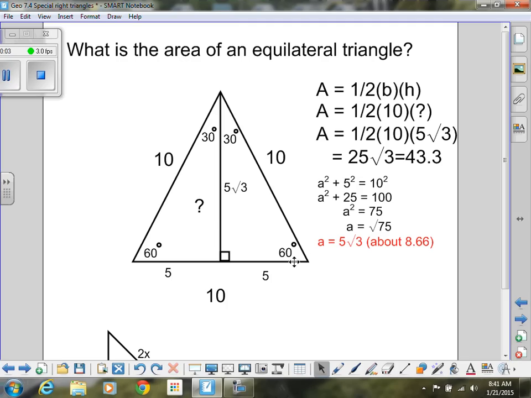But another interesting question came up. Notice that this height is very well connected to this side right here, this 5 that we found. So if I knew that this was 5, then couldn't I wonder if I could just say this height is always going to be 5 times the square root of 3? So again, I'm going to see if that always happens.